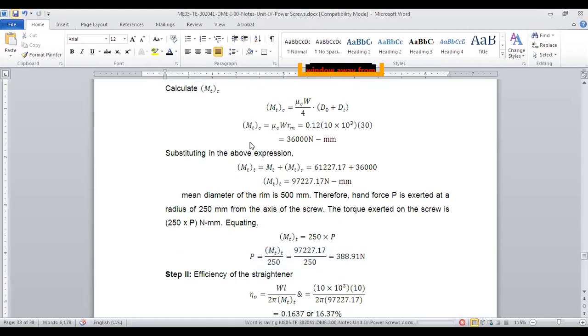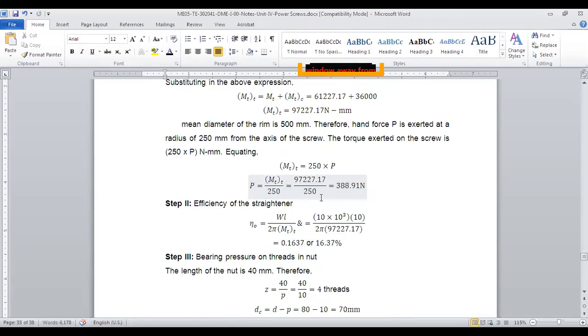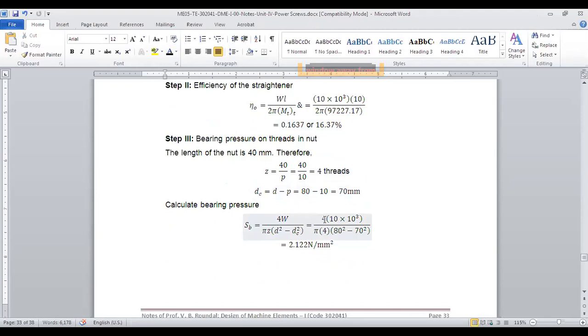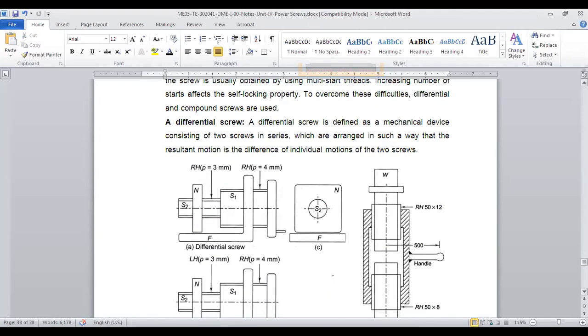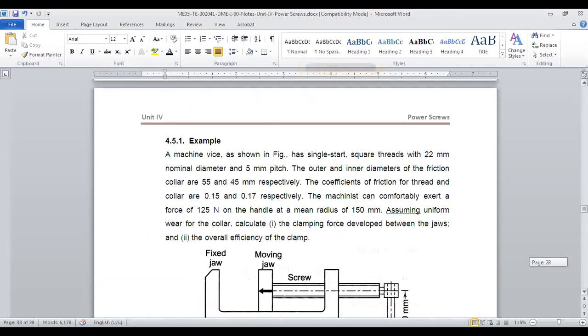So we have taken a numerical in which we have seen how to find the total torque or effort required, and also we have seen efficiency and, importantly, how to calculate the bearing pressure in a thread. Okay, so this is how we will wrap up this unit.